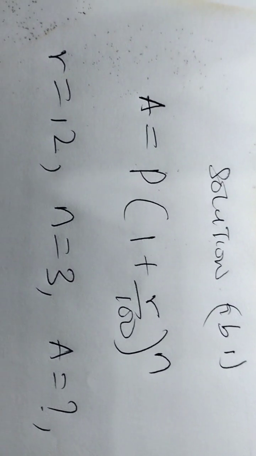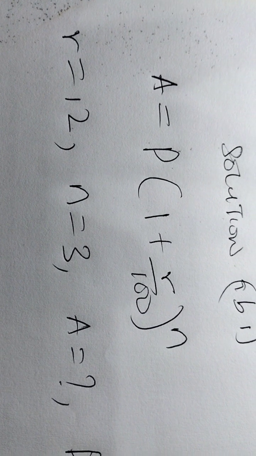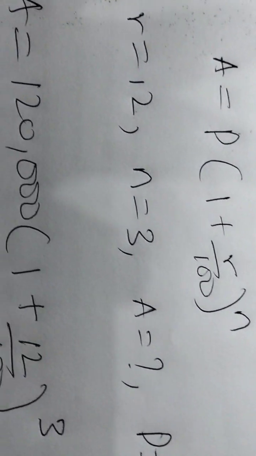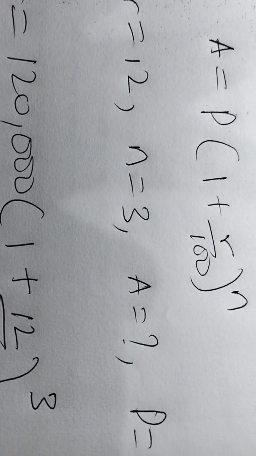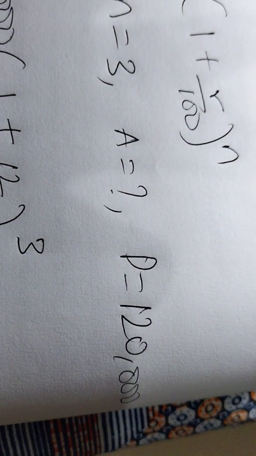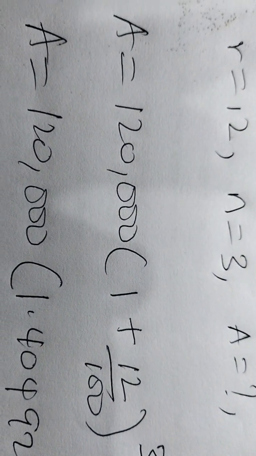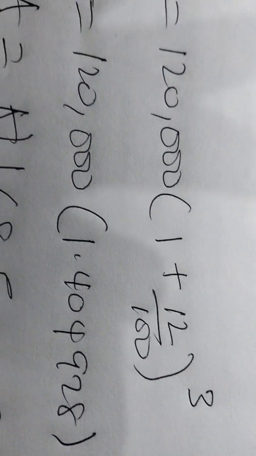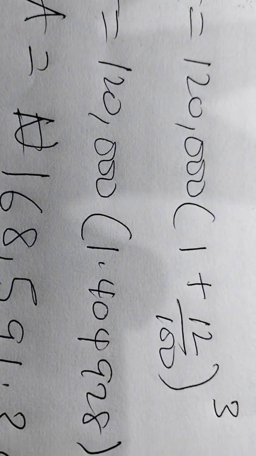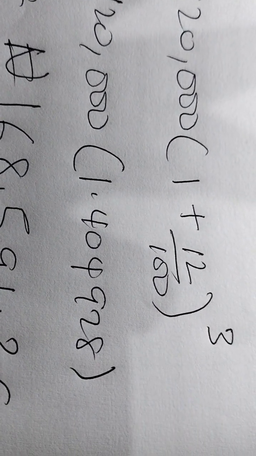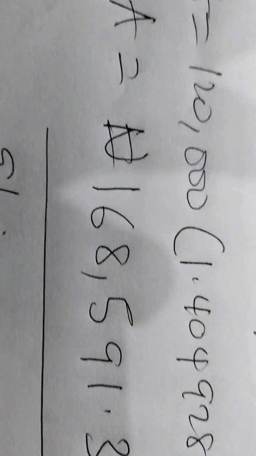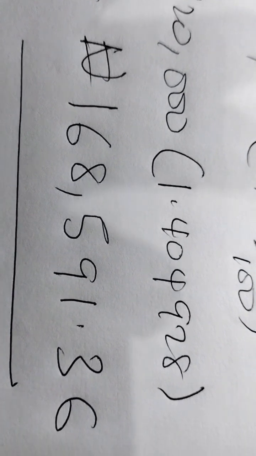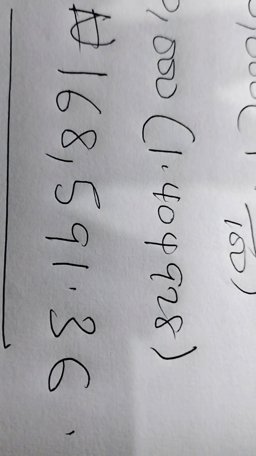Going to 9bi, amount is given as principal, bracket opens 1 plus rate over 100, raised power n. Rate is 12, n is 3 years, amount we're looking for, principal is 120,000. Substituting the values, A is 120,000 bracket 1 plus 12 over 100 raised power 3. Solving out, A equals 120,000 times 1.404928. Then the amount he's paying is 168,591 naira 36 kobo.